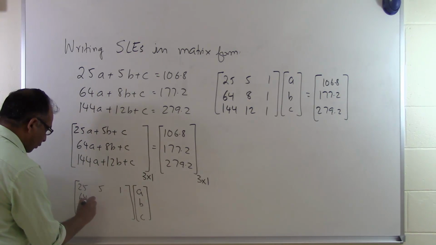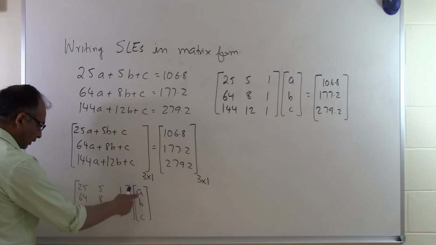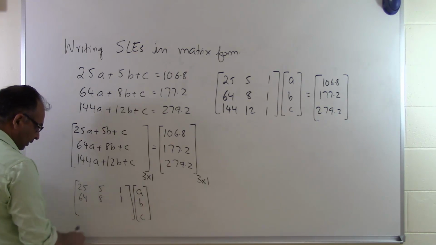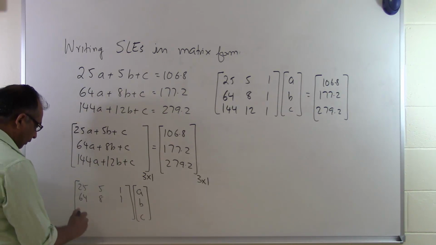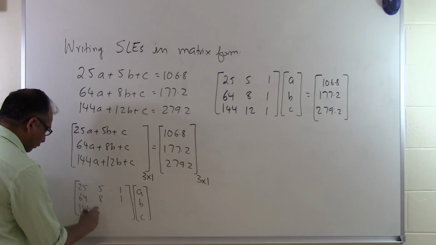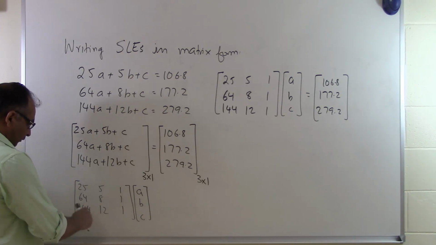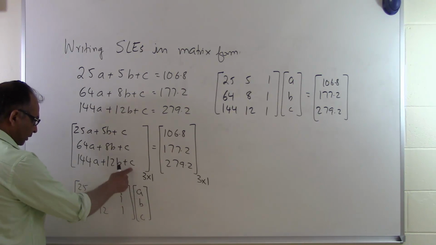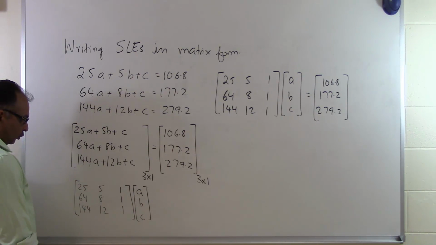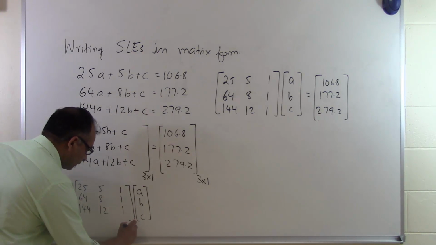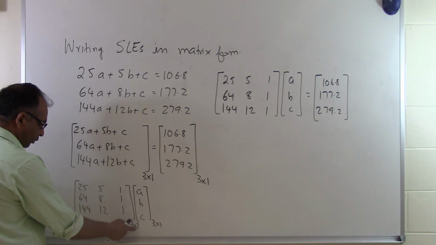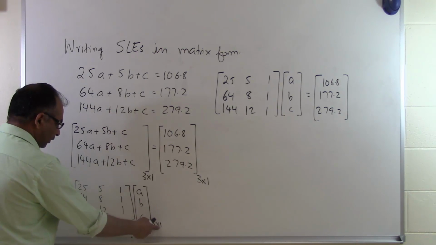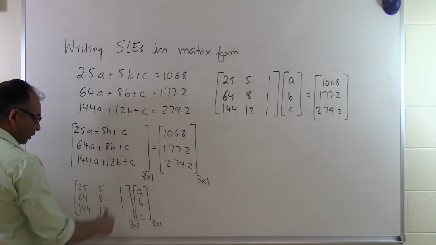Same thing here, 64, 8, and 1. When I multiply 64, 8, and 1 by A, B, C, this row vector by this column vector, I'll get the second row, first column of this matrix here. And same thing, I do 144, 12, and 1. If I multiply this row vector by this column vector, I will get the third row, first column right here. You can see that this is 3 rows, 3 columns, and this is 3 rows, 1 column. When I multiply 3 rows and 3 columns by a vector which is 3 rows and 1 column, I get 3 rows and 1 column right here.